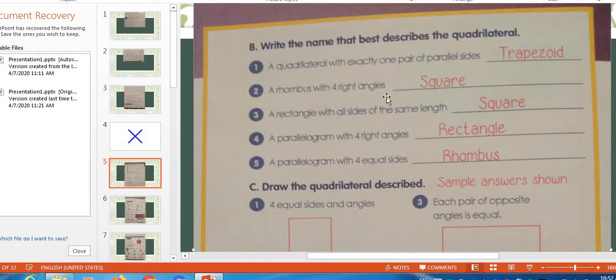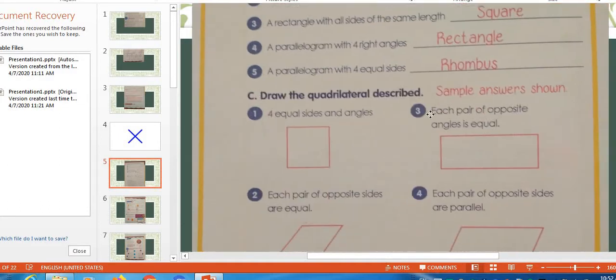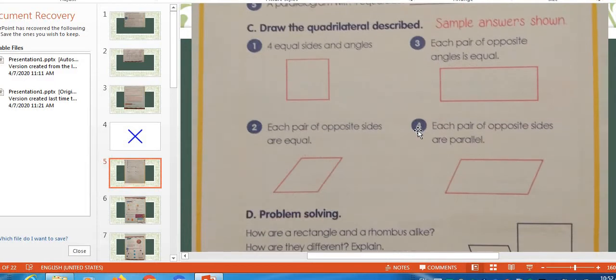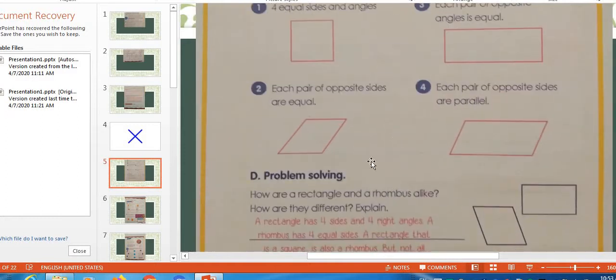4 right angles. A rectangle with all sides of the same length is a square, because all sides in this rectangle are the same length, so it becomes a square. A parallelogram with 4 right angles, of course the rectangle here, because I mentioned the square before. A parallelogram with 4 equal sides, rhombus. Again, 4 equal sides and angles, each pair of opposite angles is equal. This is the rectangle, each pair of opposite sides are equal. Okay, this is the parallelogram.